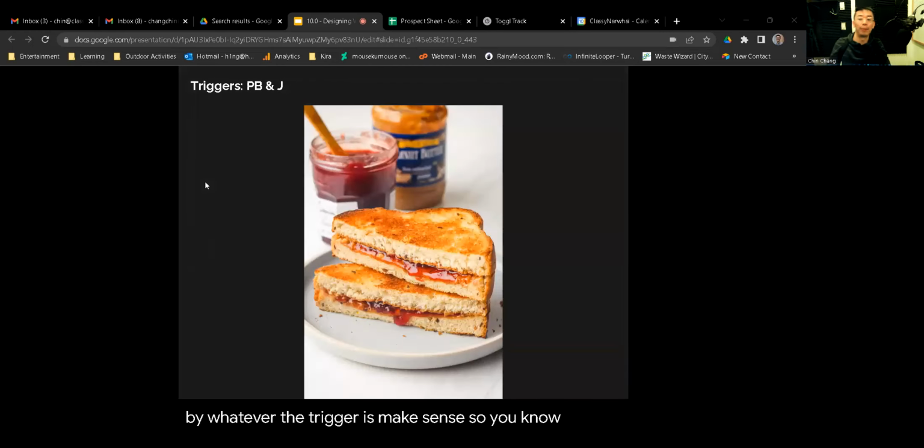So, some examples of triggers include things like the association between peanut butter and jelly, right? When you think PB&J, it's not just peanut butter, but it's peanut butter and jam. It's not just jam. So whenever you mention one or the other, they both get associated. So that kind of drives the sales of both.